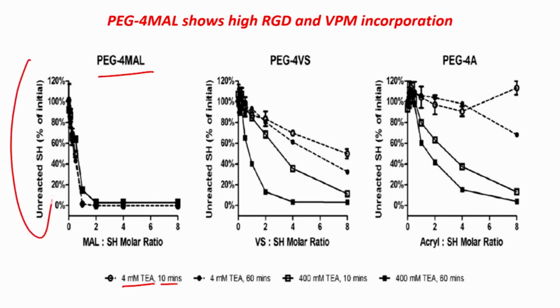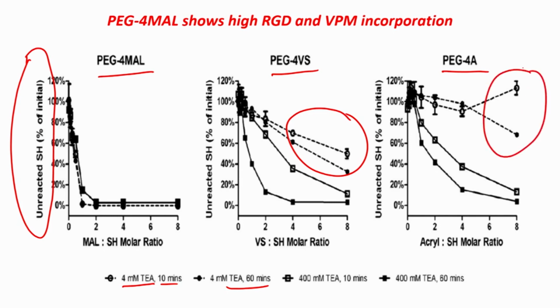So, on the y axis you have the unreacted thiol. So, they measure how much of the unreacted thiol is present. So, if they were stoichiometrically mixed, so assuming that all the thiol should have been finished, that is what they see, that almost they get 100% thiol conversion, and the same thing happens at 60 minutes. Whereas, if you look at PEG vinyl sulfone or PEG acrylate, at least for the concentrations of TEA for 10 and 60 minutes, you only see very little incorporation. So, I mean you are talking about only 40% or in this case very little.